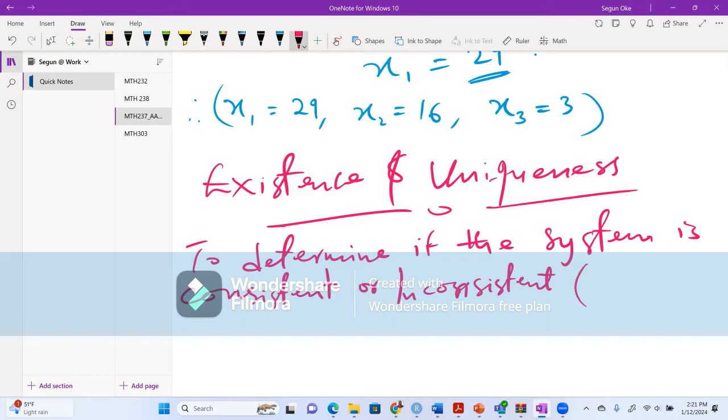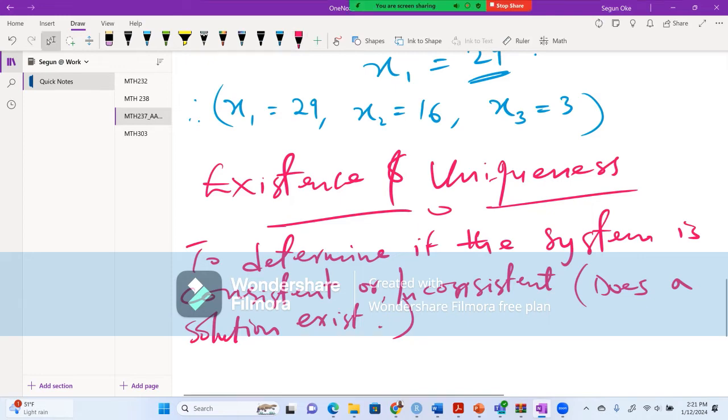So we want to know whether a solution exists. If the solution exists, is it a unique solution? Does it have just one solution, or does it have many solutions? So let's look at the example.